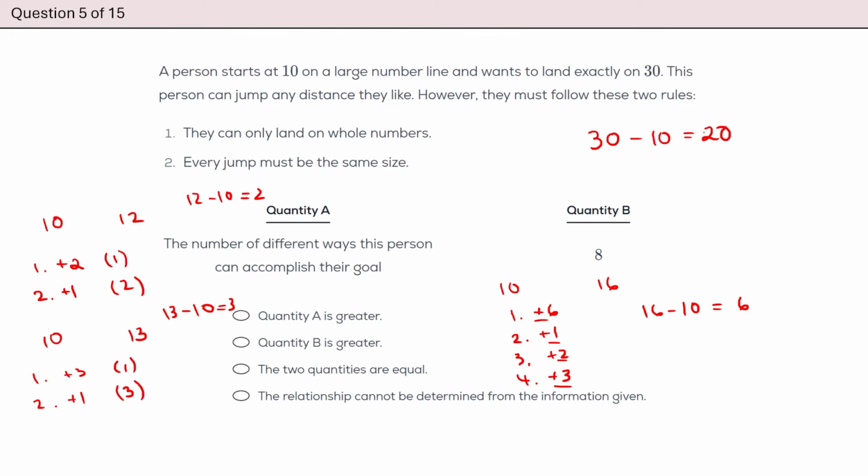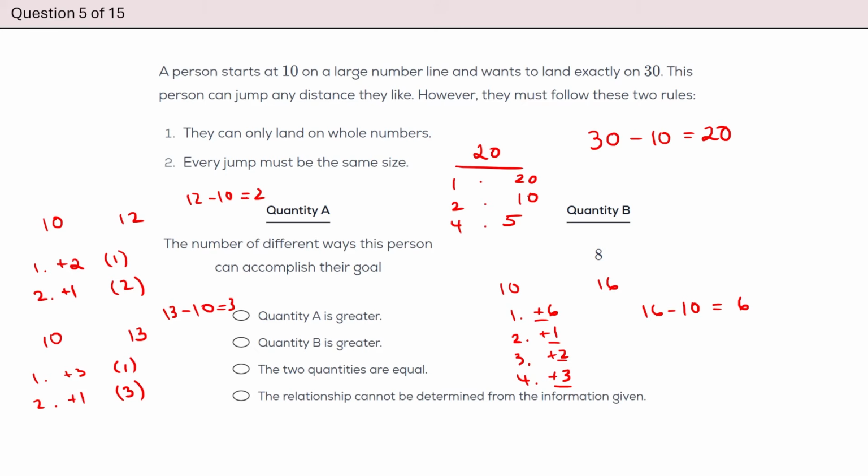So what we need to do is we need to do 30 minus 10, which equals 20, and find the factors of 20. That's the answer. So the factors of 20, what are they? Let's use the nifty factor finding system. So 1 times 20, 2 times 10, 4 times 5. So that's called the nifty factor finding system.